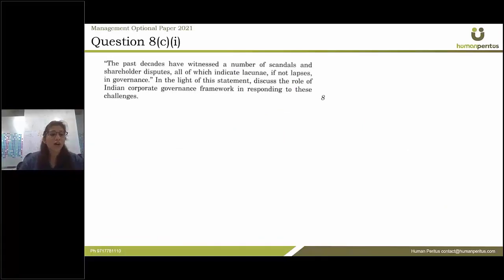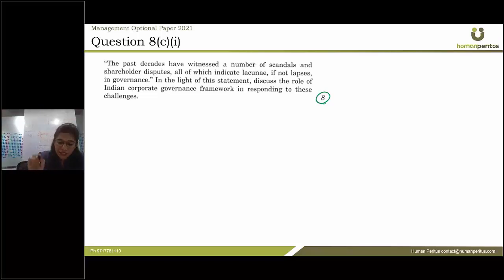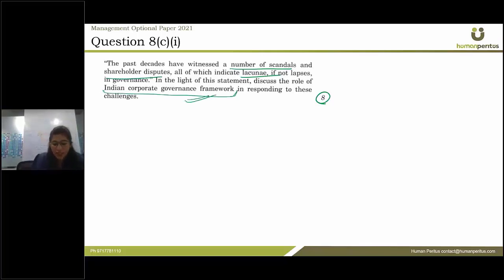Next question. Now let us read the question. The past decades have witnessed a number of scandals and shareholder disputes, all of which indicate lacunae, not lapses, in governance. In the light of this statement, discuss the role of the Indian corporate governance framework in responding to these challenges. All right, this is an 8-marker question. And then the next step, understanding the keywords. These are number of scandals, shareholder disputes, lacunae, if not lapses, and finally the Indian corporate governance framework, how it has responded to such.